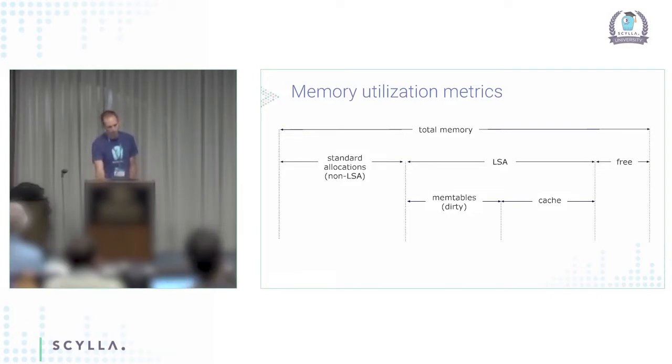And it's broken up to LSA, which means that Scylla manages that memory internally, which is broken up to memtables and cache. It's split between them. So if I'm accumulating a lot of memtables, the cache will be smaller, and vice versa. It also means that if you have a large read workload, the cache may grow as well.